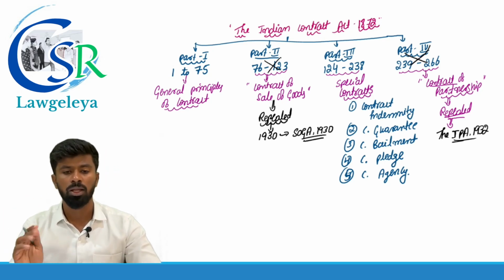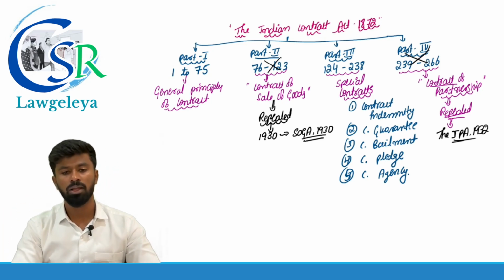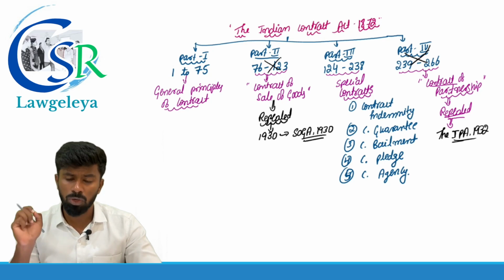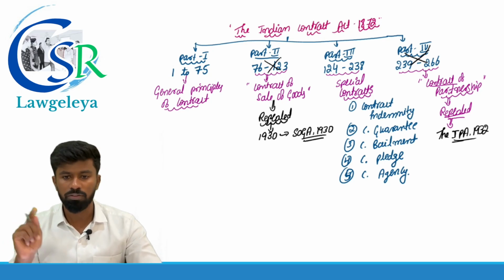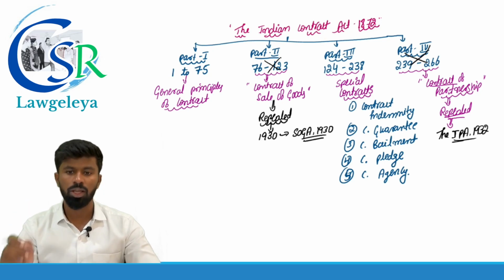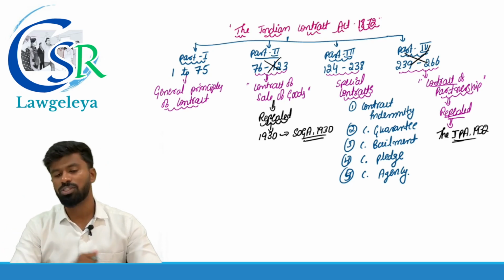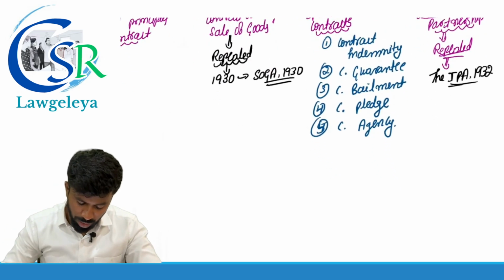So at present, we have section number 1 to 75, which deals with general principles of contract, and 124 to 238, which deals with special contracts, that is contract of indemnity, contract of guarantee, contract of bailment, contract of pledge, and contract of agency. So let's start with section number 1.